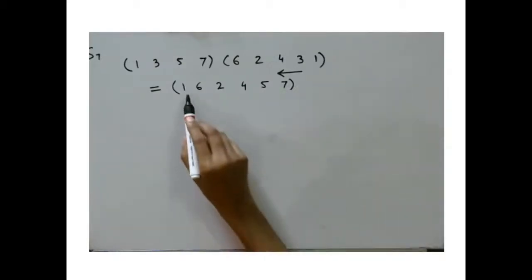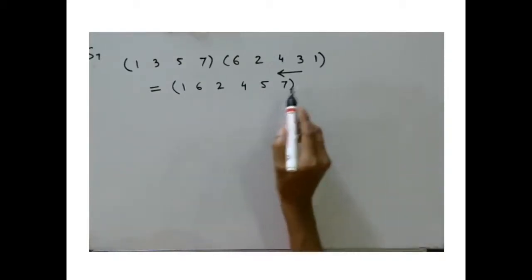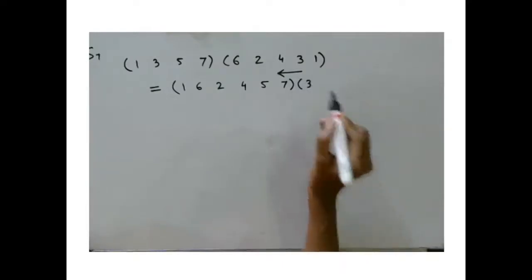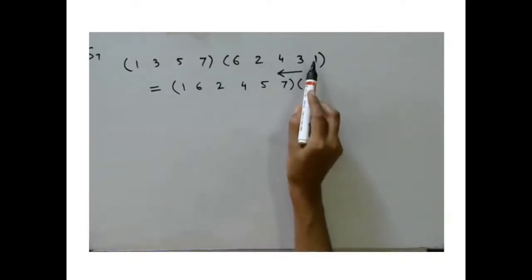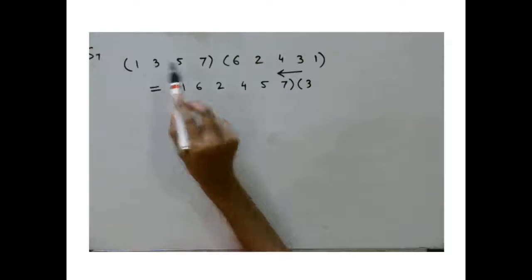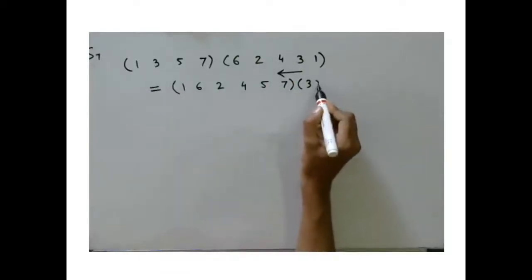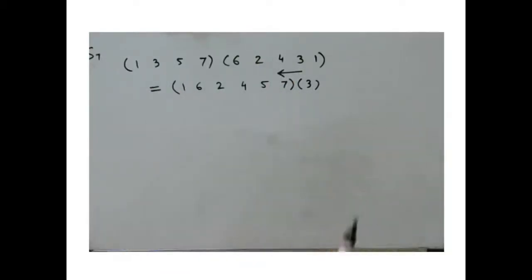Now see which number is not present here. Here 3 is not there. So let us see the image of 3. So here 3 maps to 1, 1 goes to 3, that means 3 goes to 3 and therefore we close the cycle here. So in this manner you multiply two cycles. Now let us see the next topic.